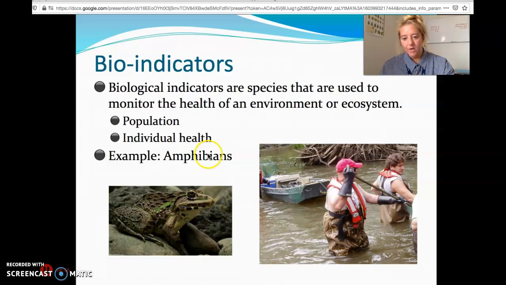And lastly and quickly, bioindicators. So there are special populations that will actually indicate if an ecosystem or river is healthy or not. Some examples are amphibians. Got a lot of frogs, you got a healthy ecosystem.